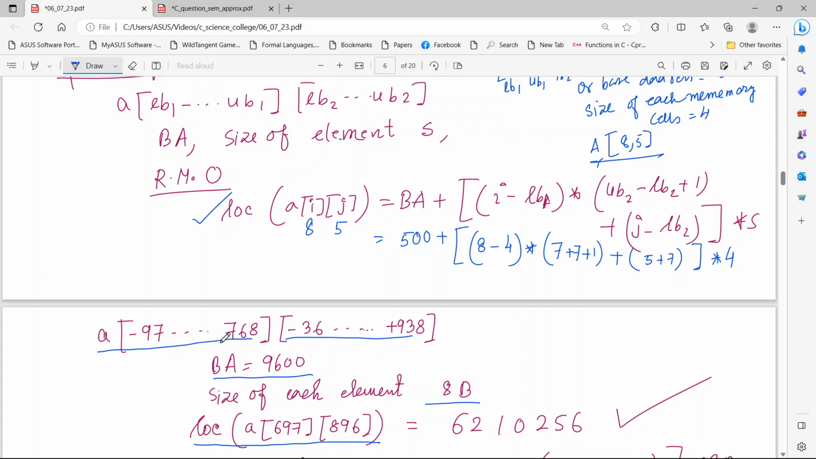Sir, I don't understand one part. When we are declaring like minus 97 to 768, these are the indexes in the array, right? Yeah, these are the indexes in the array. So then it will allocate a memory like 97 bytes? No, no, no. This is the 97, that means this is nothing but the representation, right?